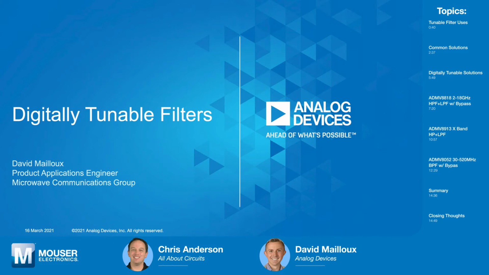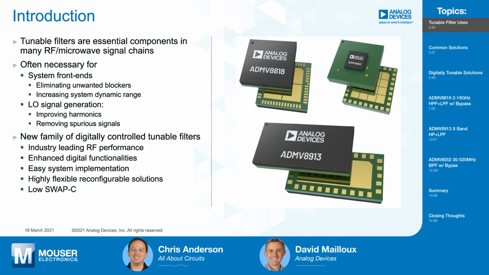Hi. All right, so let's set the stage here. Where and why do we need tunable filters? So really, tunable filters are used for wideband systems that need to move around in frequency. Particularly, this would be for some sort of listening application or wideband transmitters. So they're essential in many RF and microwave signal chains, particularly for removing the blockers and the harmonics. This is important for wideband systems where the frequency of operation needs to continuously change. The new digitally tunable filters we have developed have excellent RF performance with digital functions. They're easy to use and highly flexible.